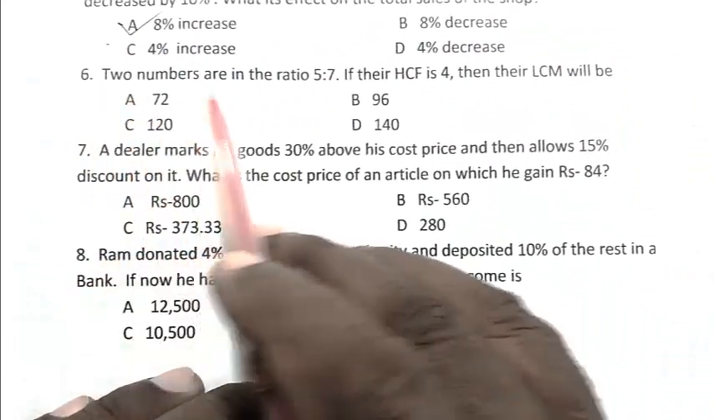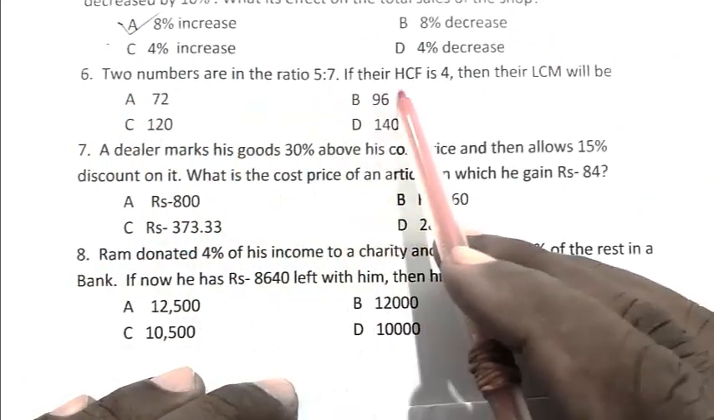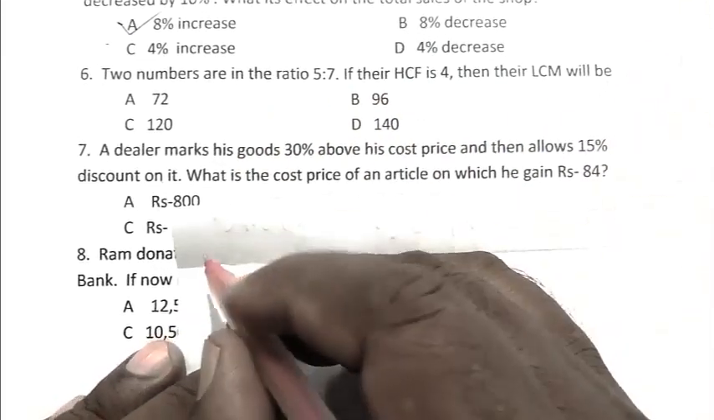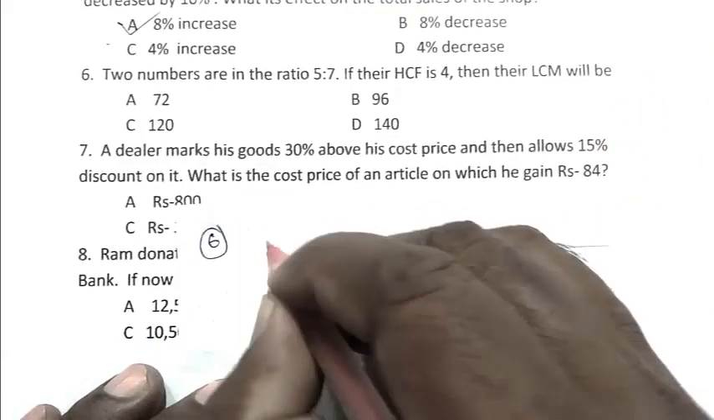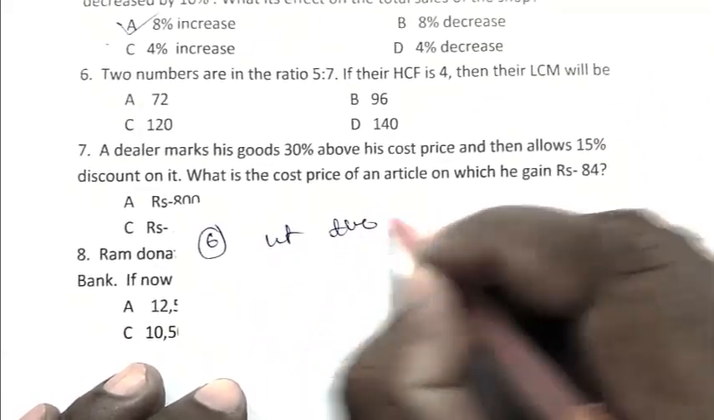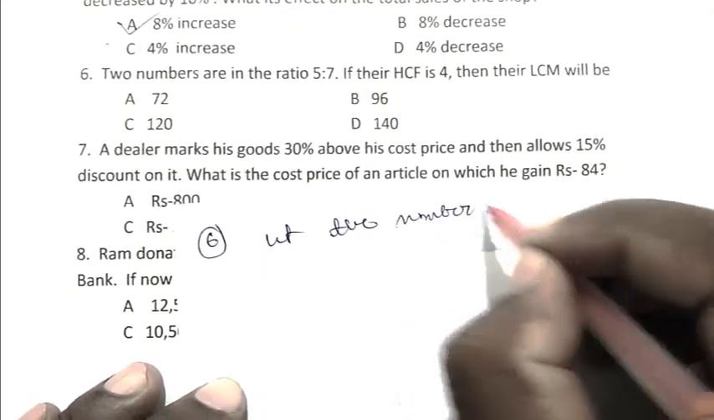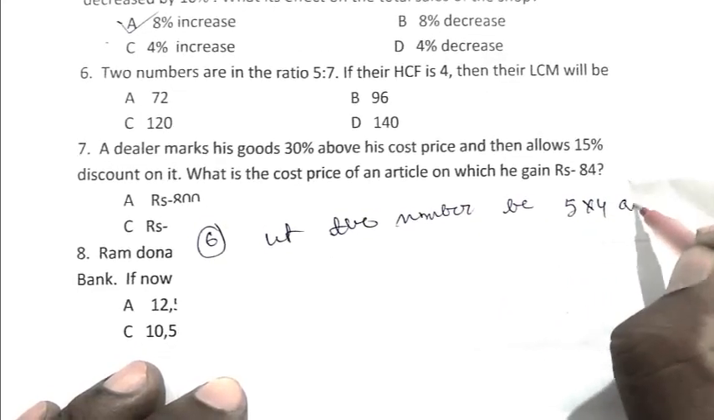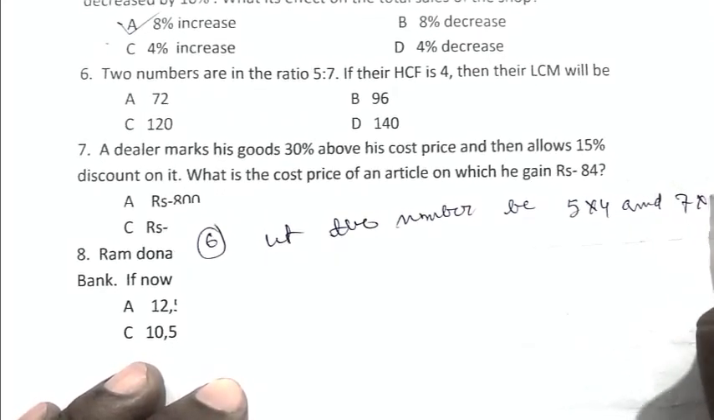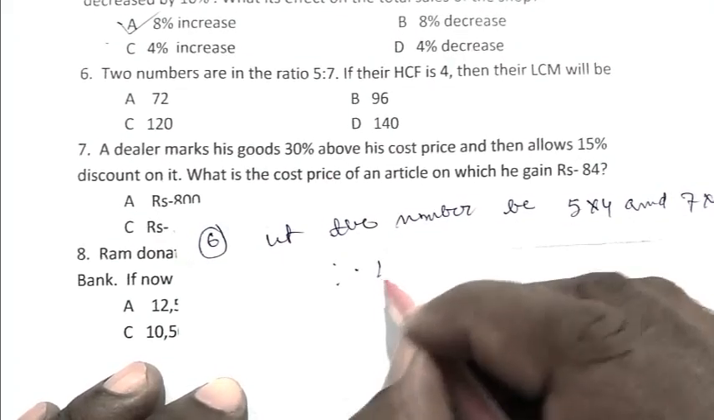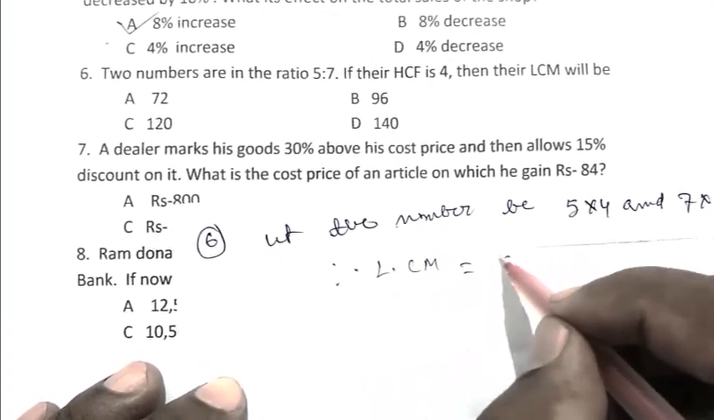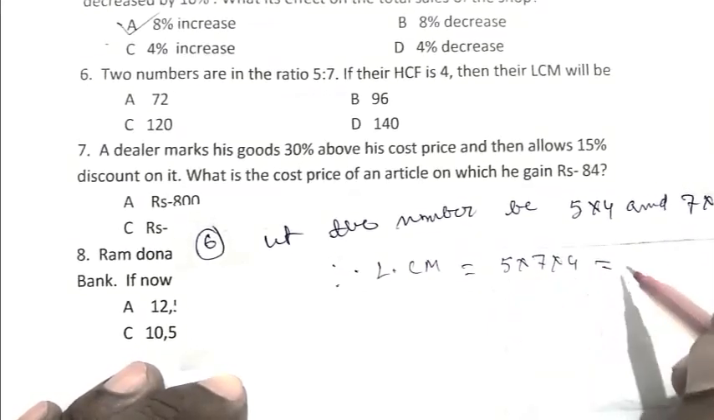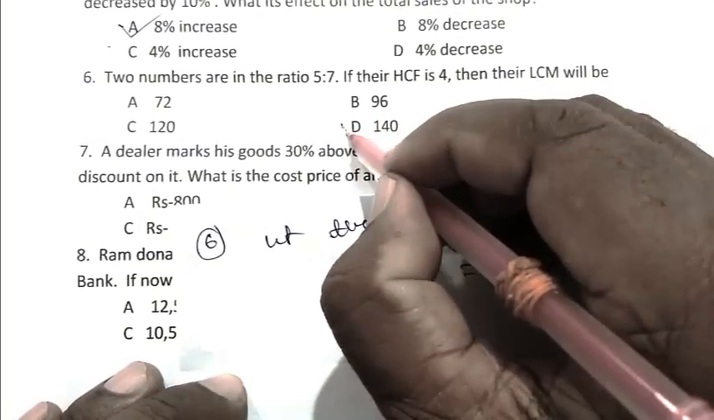Question number 6. Two numbers are in the ratio 5:7. If their HCF is 4, then their LCM will be. So let the numbers be 5 into 4 and 7 into 4. So LCM is 5 into 7 into 4, that is 140. D is the right answer.